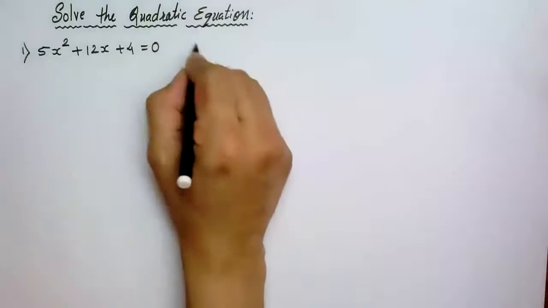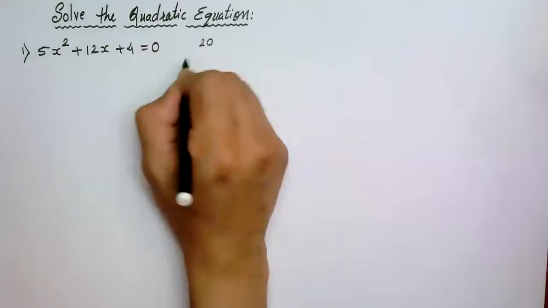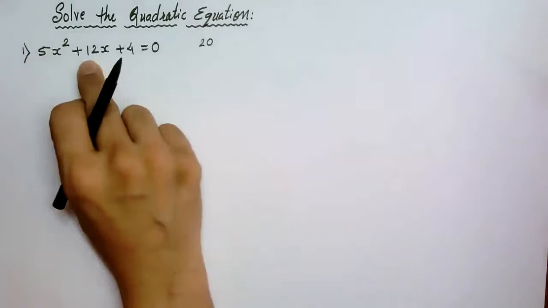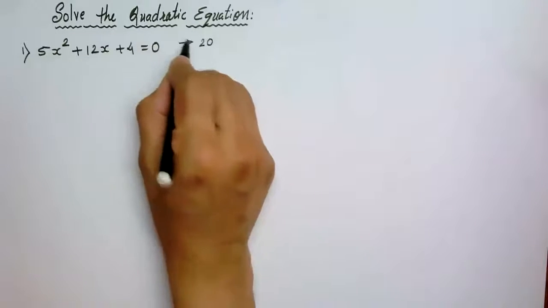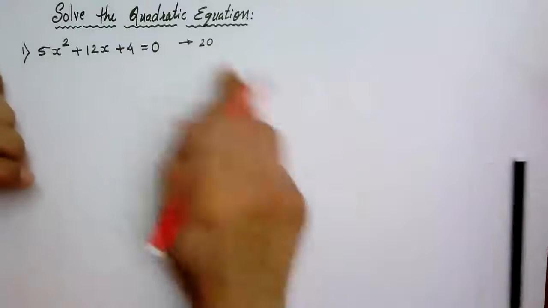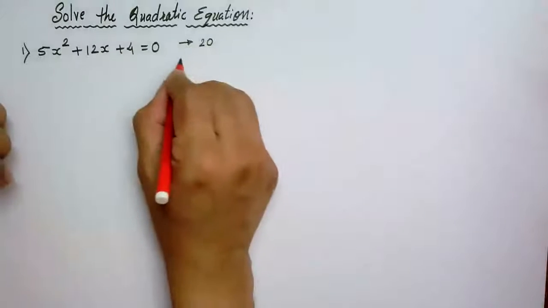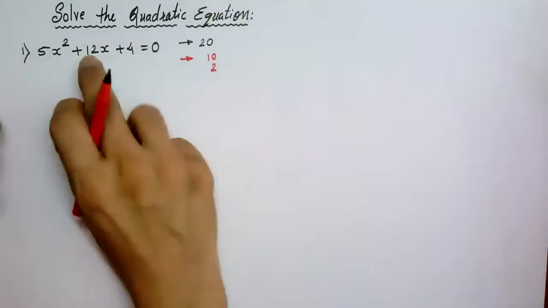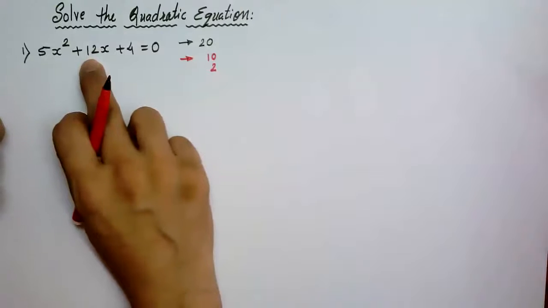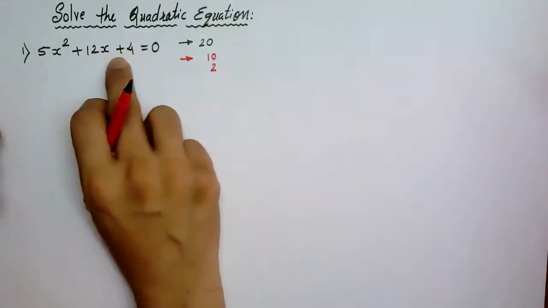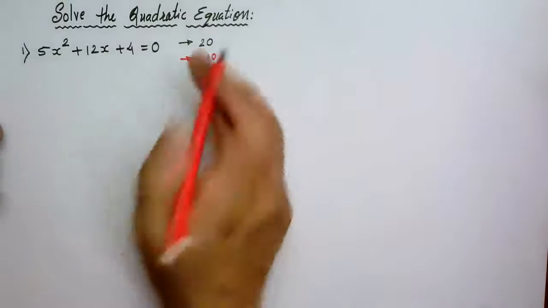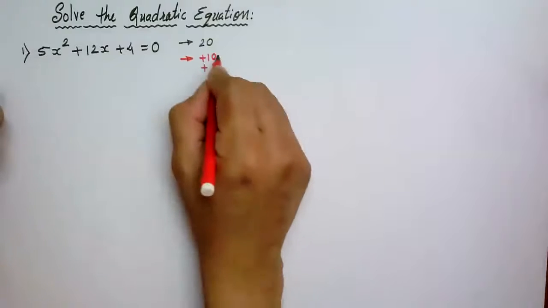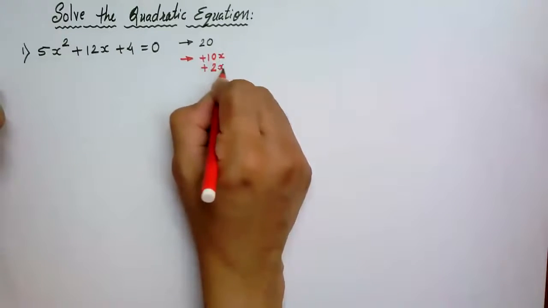5 4s are 20. As the last term is positive, we have to obtain the middle term by addition. So the factors of 20 are 10 times 2. The addition of 10 and 2 is 12. And if the last term is positive, apply the sign of the middle term to both the factors. So I should apply a positive sign to these two factors, and I should apply x over here.